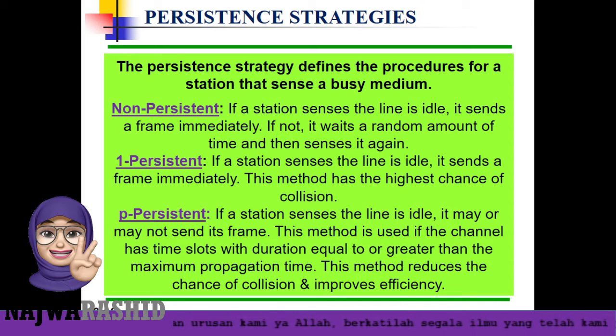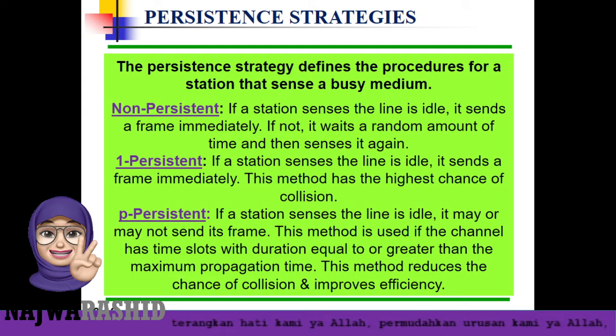The persistent strategy defines the procedure for a station that senses a busy medium. So basically, these are the strategies that are used in CSMA. Okay, look at the first persistent.